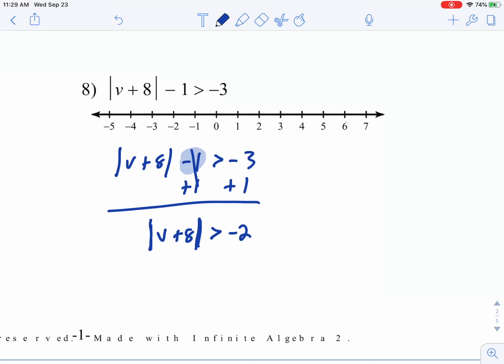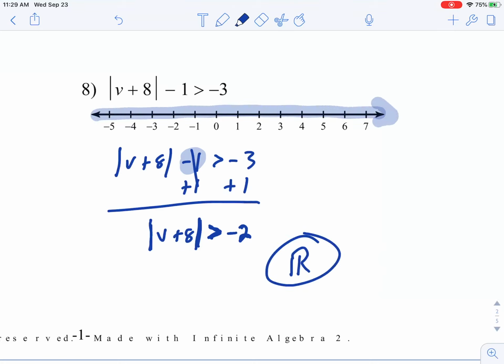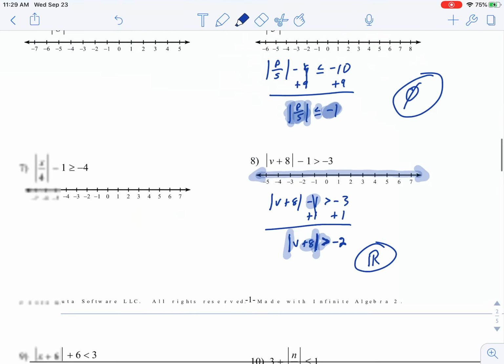I've isolated the absolute value part. Remember, absolute value is always positive. Are positive numbers greater than -2? Yes, every positive number is always greater than -2. So this is all real numbers. The whole thing gets shaded. What about the plus 8? Doesn't matter. As soon as you see an absolute value isolated and it's greater than a negative, all real numbers.